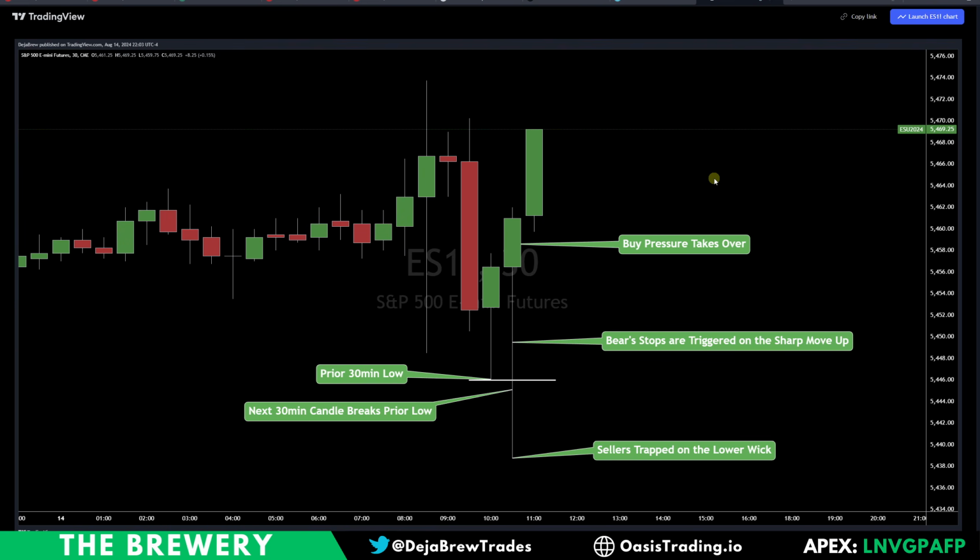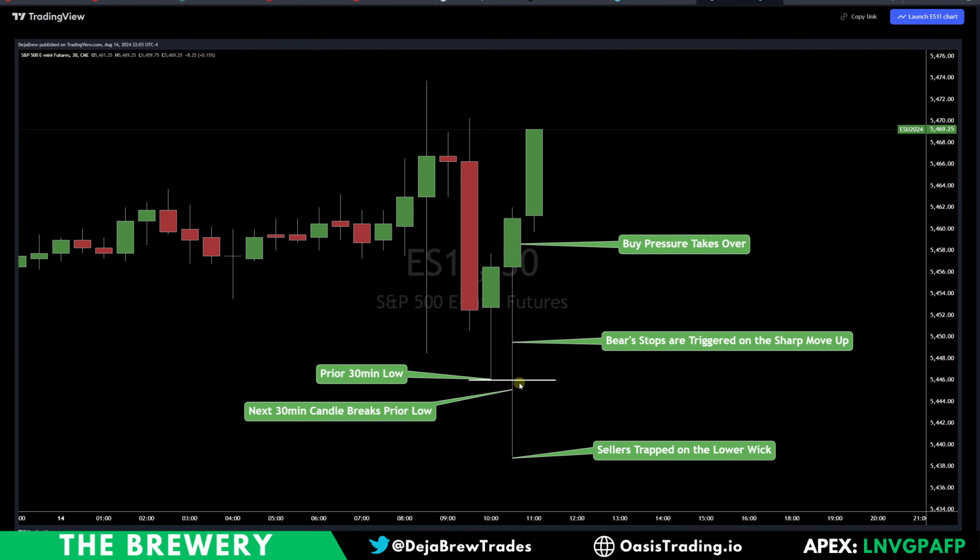Now, for the buyers who want to trade this as a reversal trade, we typically want to enter when that wick is buying back up into that prior 30-minute low. So wherever that low's level is, once that wick starts to climb back up, we can see all that buy pressure starting to come in from those bears' stop losses being triggered. That is typically when we want to enter this trade.